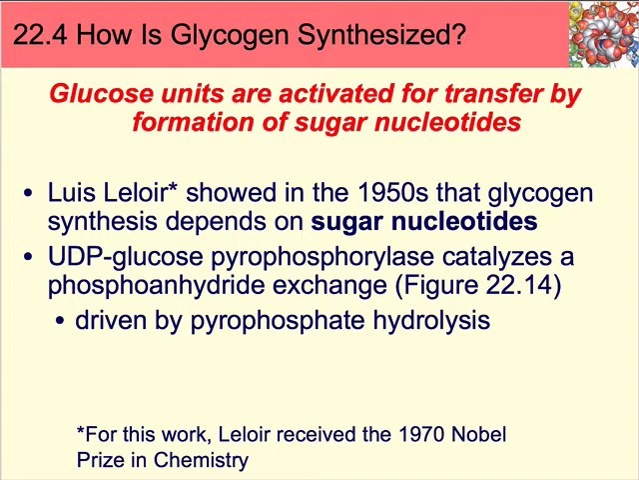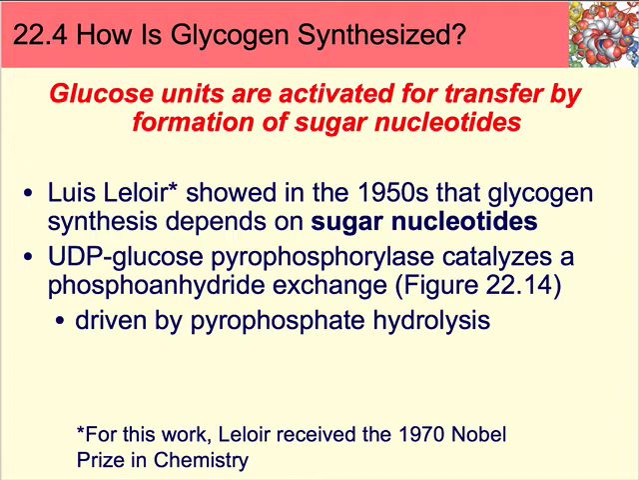The great Argentine biochemist Luis Leloir showed in the 1950s that glycogen synthesis depends on sugar nucleotides. Leloir worked in very difficult conditions in his laboratory. Argentina was undergoing great political trauma at the time. It was very difficult for him to get supplies. He had very little lab equipment. There's even a story that he built a centrifuge out of an automobile tire.